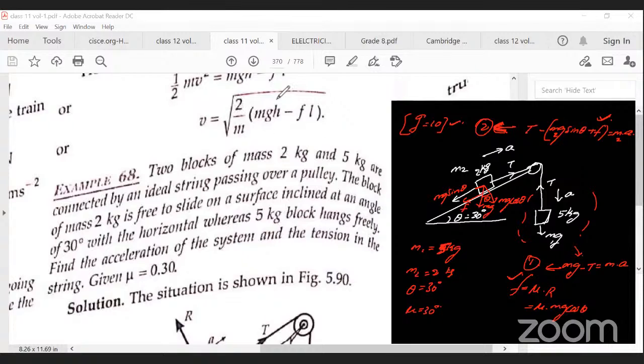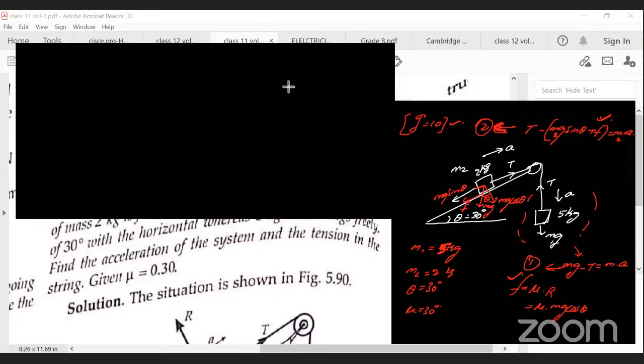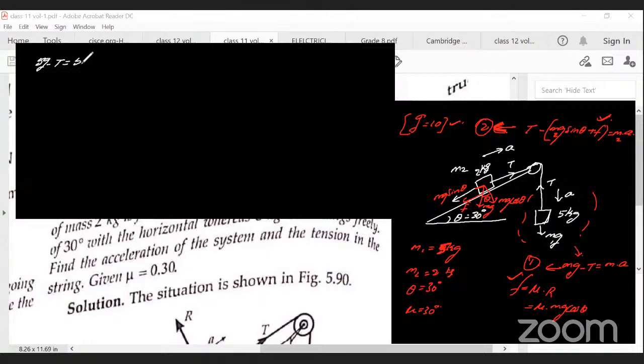Okay, now look at this. In this case, there are two equations. I'm going to substitute all the values here. The first equation is mg, so it is 5g minus T is equal to 5a. This is your first equation. The second equation is T minus 2g sin theta minus F.